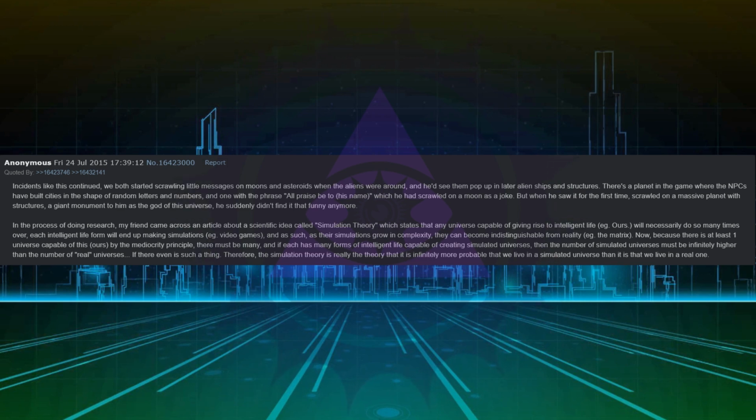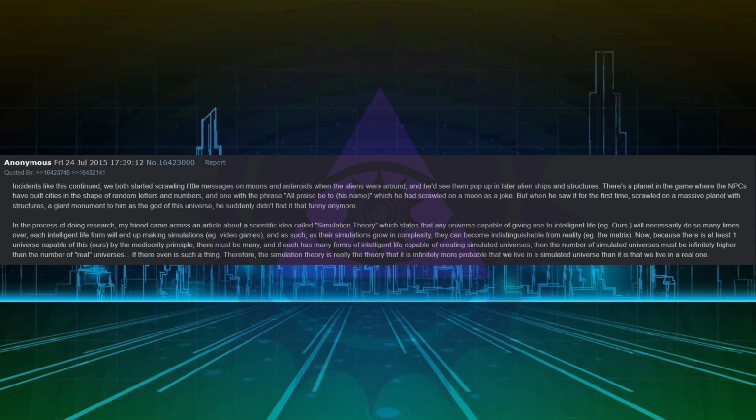In the process of doing research, my friend came across an article about a scientific idea called simulation theory, which states that any universe capable of giving rise to intelligent life, for example ours, will necessarily do so many times over. Each intelligent life form will end up making simulations like video games, and as such, as their simulations grow in complexity, they can become indistinguishable from reality, like the Matrix.